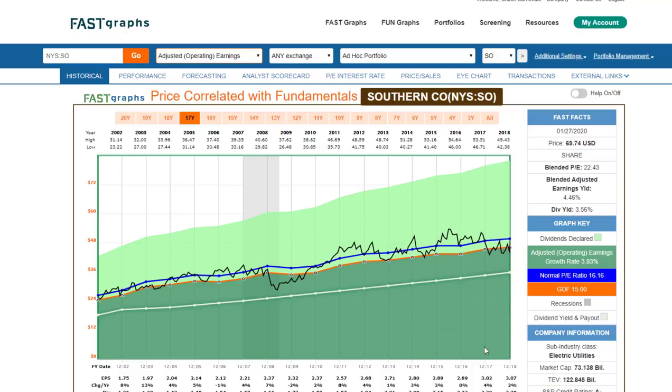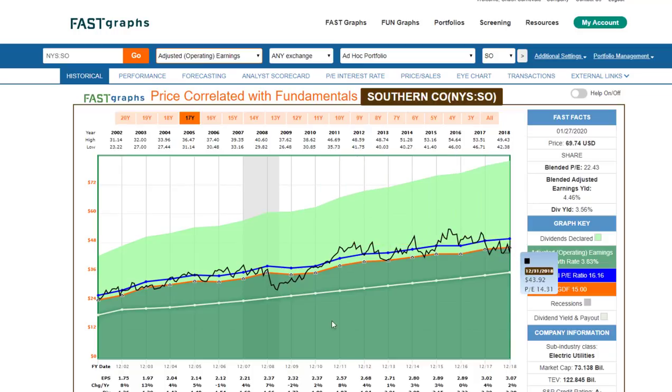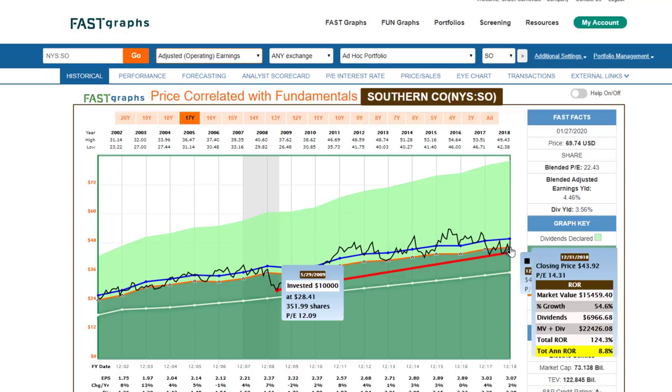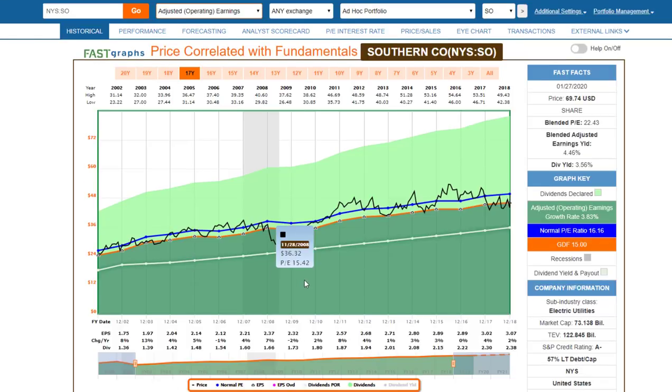But the key is, I'm using this tool and I'm evaluating what I see here. I see a 15 and a 16 PE, and I see a stock that wants to trade in that. So I know it would be a disadvantage to me to pay a higher multiple to buy Southern Company. It eventually reverts to the mean, and my rate of return now drops down to 3.5%. It would be more advantageous to be able to buy it when I could buy it below the line. That would run my rate of return up to 8 or 9%, and I even did a little low there. So the point is, you need to be evaluating what you're looking at.